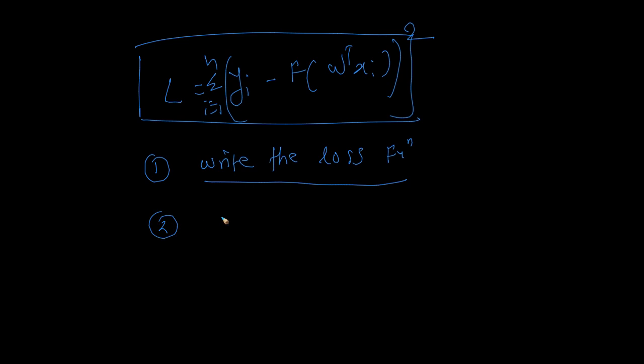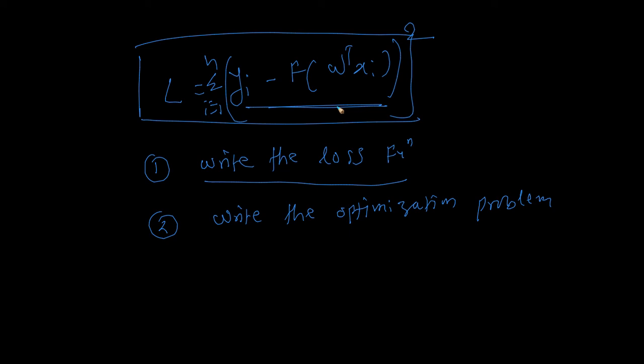The second step is to write the optimization problem, right? Here we want to minimize this loss. Now what can minimize this loss? See, in this equation, yi and xi are fixed because they are inputs mapped with outputs. Only the variable is w. Only this w can change. That means we want to find a w which will minimize this loss, right?